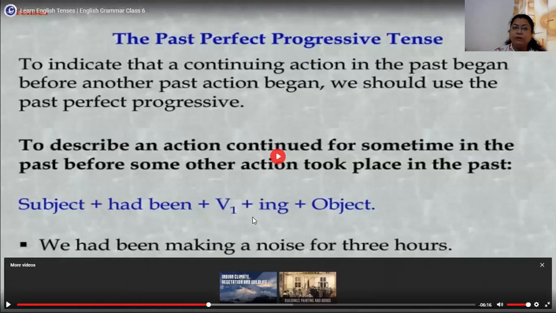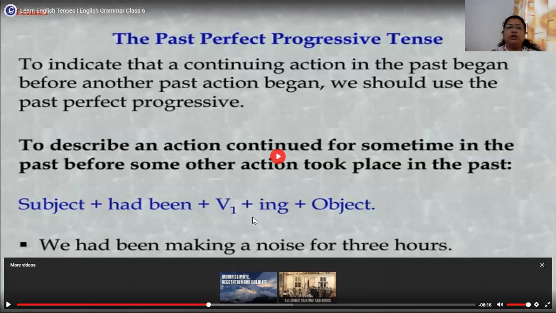So we should use the past perfect progressive tense to describe such an action. This is the formula, children, in front of you. Subject plus had been plus first form of the verb plus ing plus object. I repeat myself, subject plus had been plus first form of the verb plus ing plus object. I hope so. Clear? This is very clear, children.